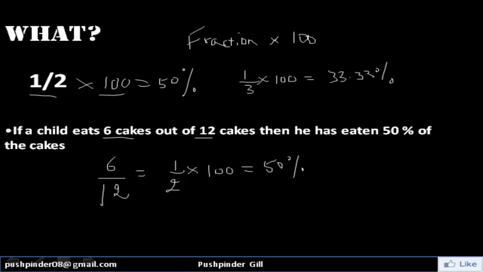So I hope you understood this. The scenario that I'm trying to teach you here is, whenever you get a fraction, you have to multiply it by 100 and you get the percentage. So we did conversion of fraction to percent.